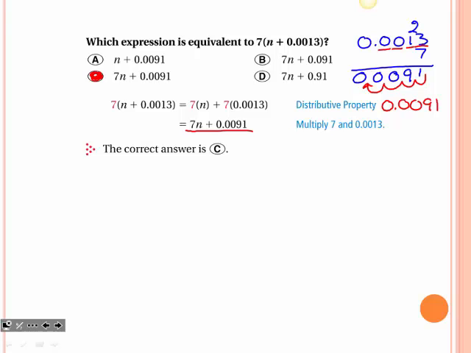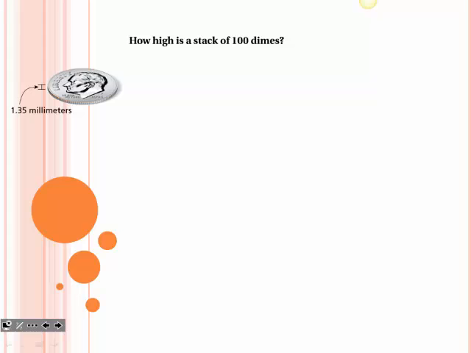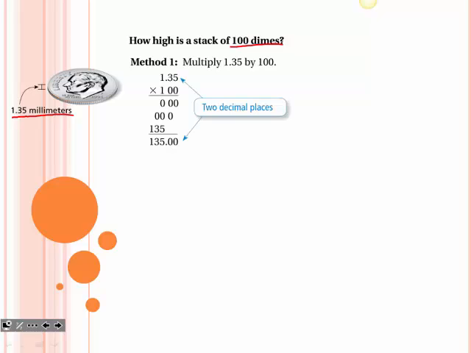Okay? One more example. Let's do a word problem. It says here, how high is a stack of 100 dimes? Well, in order to know how high 100 dimes are, first we need to know how high is 1 dime. Well, if you look at your picture, it tells you 1 dime is 1.35 millimeters. So we need to multiply that by 100 to figure out how high 100 dimes are. So multiply 1.35 by 100. If you do your normal multiplication, that's 135 times 100.